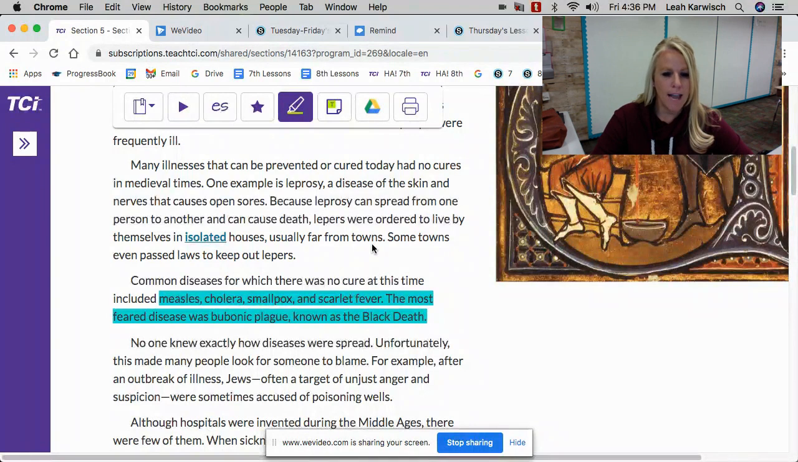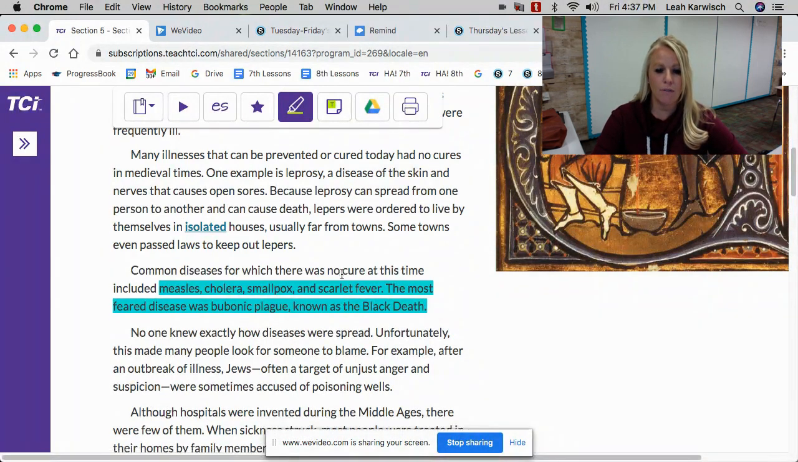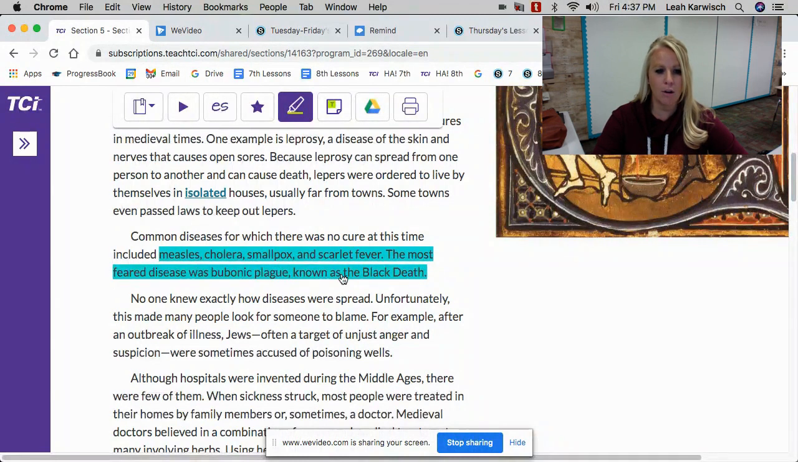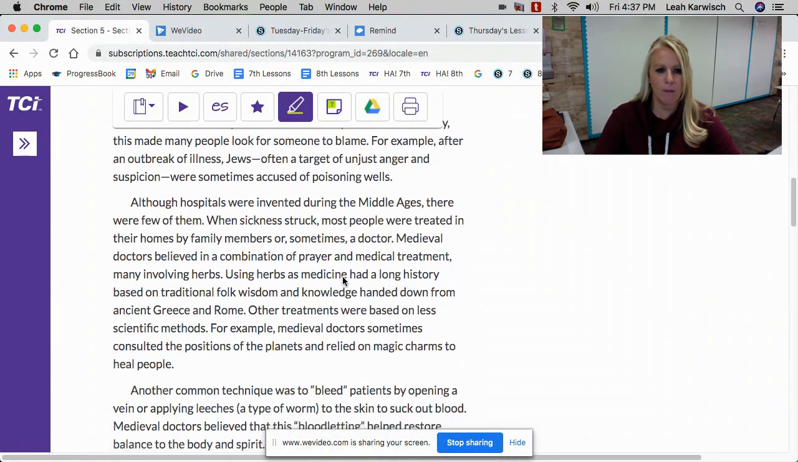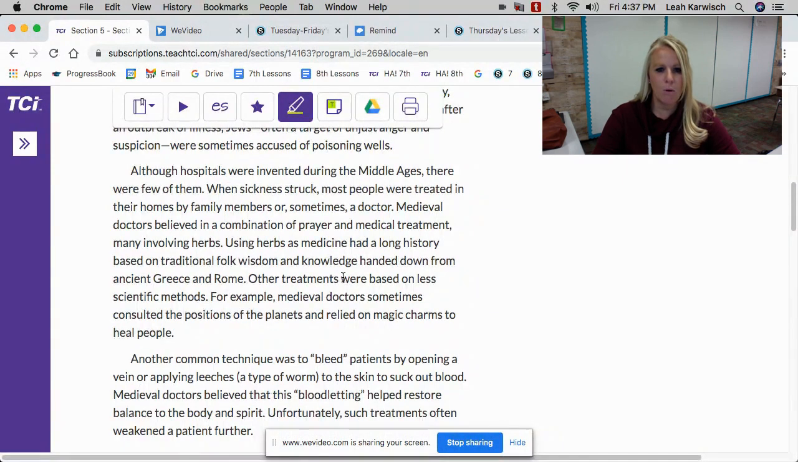No one knew exactly how diseases were spread. Unfortunately, this made many people look for someone to blame. For example, after an outbreak of illness, Jews, often a target of unjust anger and suspicion, were sometimes accused of poisoning the wells. Although hospitals were invented during the Middle Ages, there were few of them. When sickness struck, most people were treated in their homes by family members or sometimes a doctor.